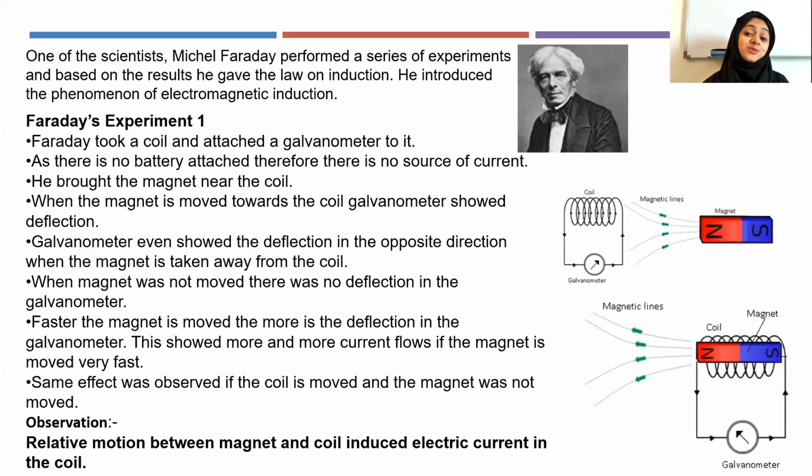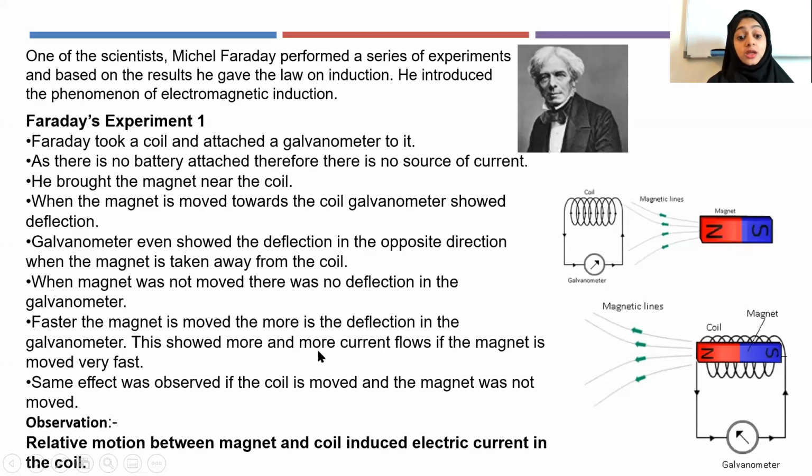That was a second experiment. Then also there was deflection. We will see that as a second experiment. Okay, so that's a good question. So he also thought like that. What if you don't move the bar magnet, move only the coil? But the result was the same. And he found that the faster the magnet is moved, the more is the deflection in the galvanometer.